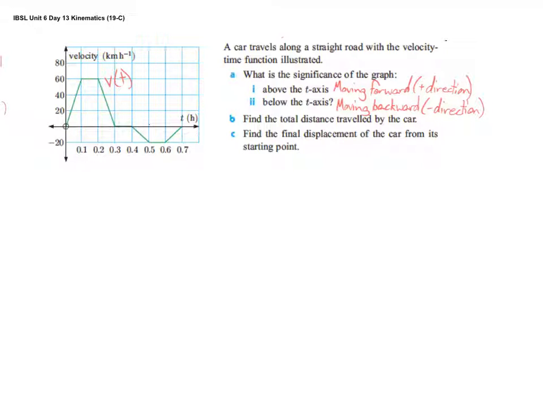Now these are tenths of an hour, so each of these is about 6 minutes. So we're gradually increasing speed for 6 minutes, then we're cruising for 6 minutes.